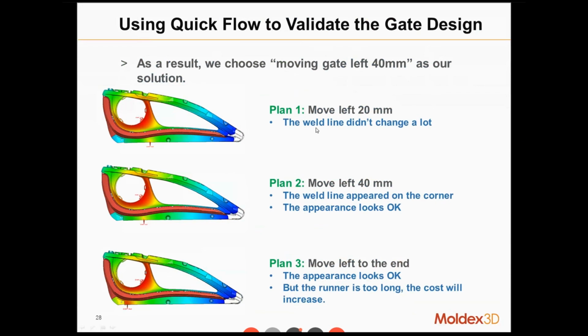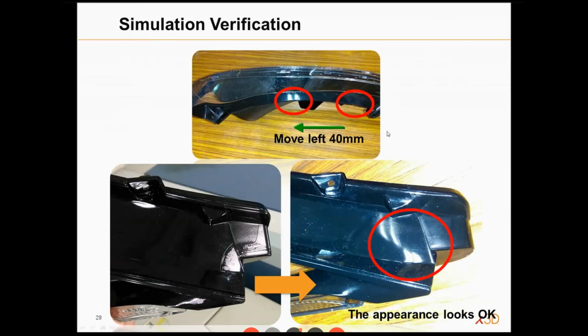So we found for plan 1, the weld line didn't change a lot. Okay. And for plan 2, the weld line appears on the corner, and the customer said the appearance looked quite okay. And for plan 3, the appearance looked okay as well, but the runner is too long because the hot runner is fixed here, so the cold runner is too long, so the cost will also increase. So based on the above, the customer just chose plan 2 as their final solution.